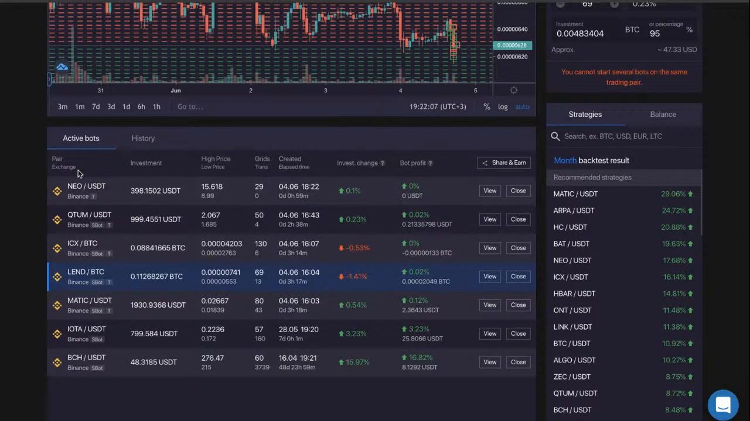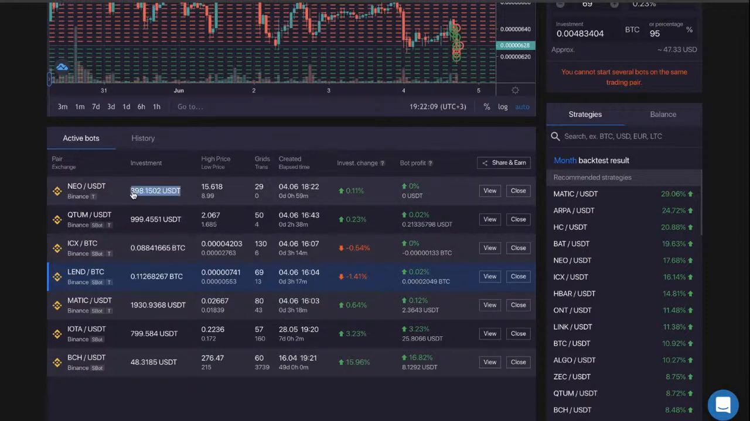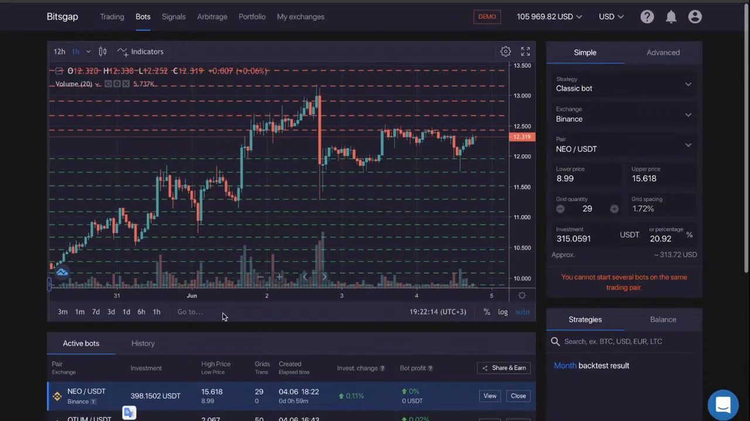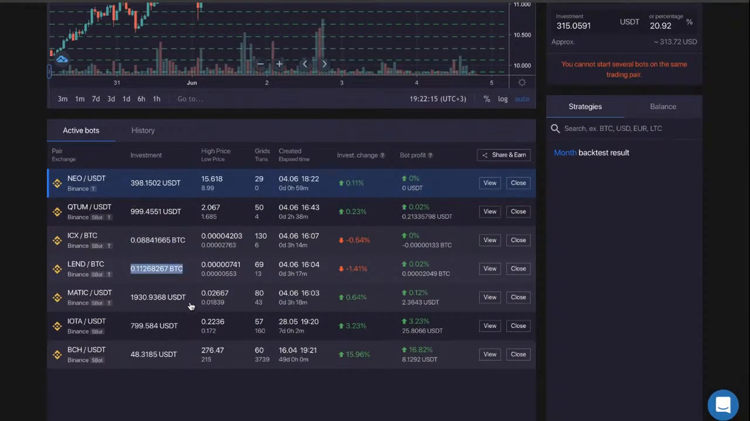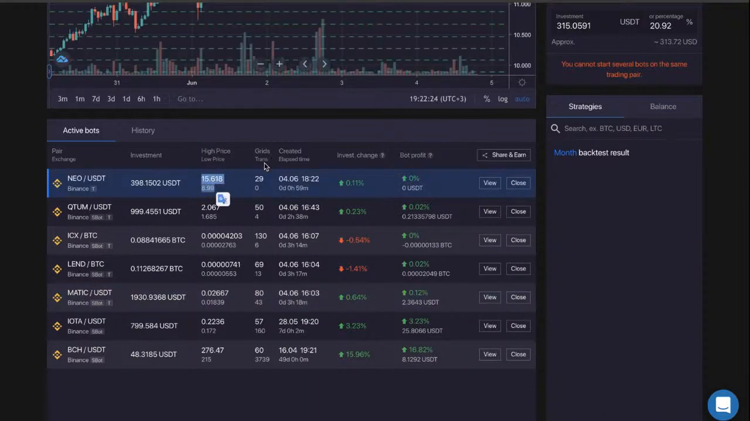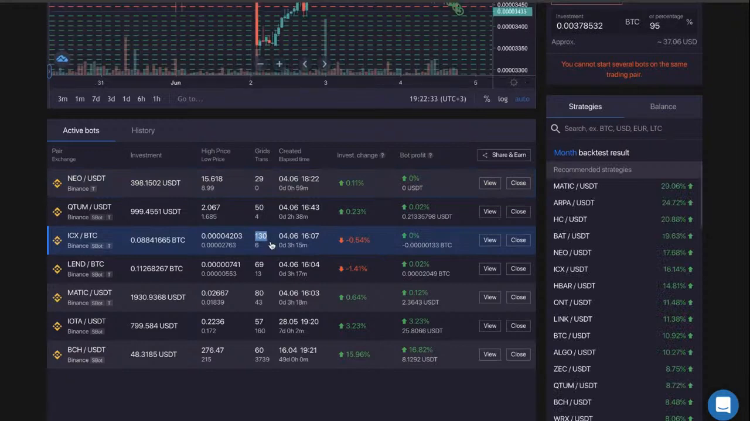And you see that in active bots we have the investment amount already. So each time you come back to this page, you will be able to see what was the amount of investment you allocated to this specific trade. You have your trading range defined by high price and low price. You have the grid amount here. You see that on some cryptocurrency pairs I have 50 grid levels. On some I have 130 grid levels. You see the time elapsed, and yeah, the bot profit.